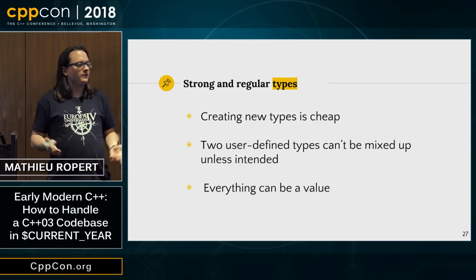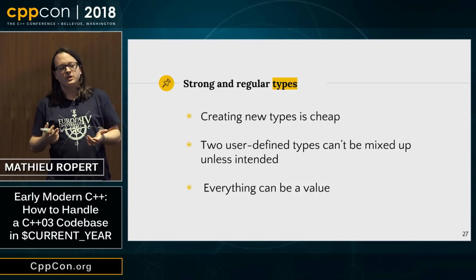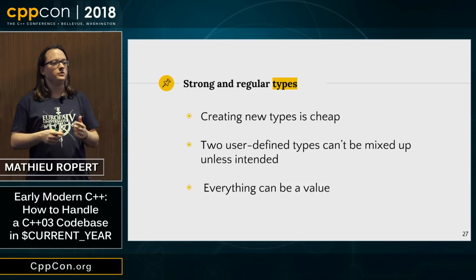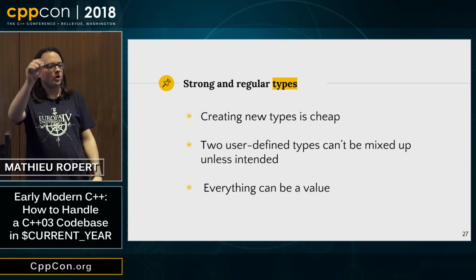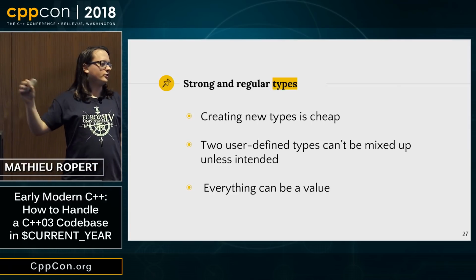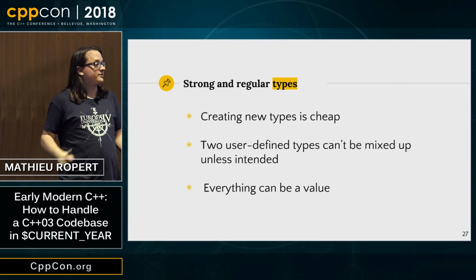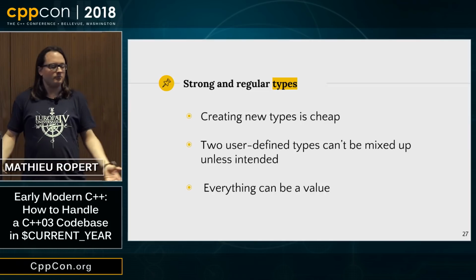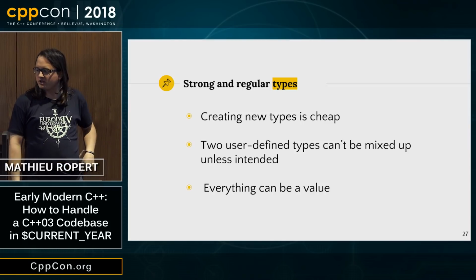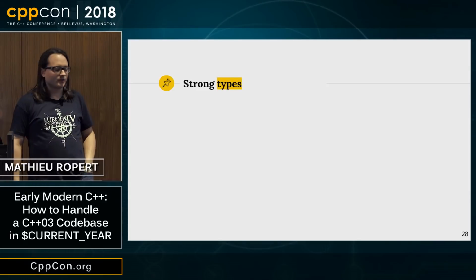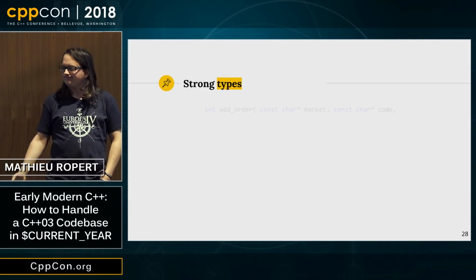And also, everything can be a value. If you remember C, every time you have a type, usually you have an alloc or new function, and then a delete function, and everything takes a pointer, because that's how you do it. You can have values everywhere in C++, which is great.